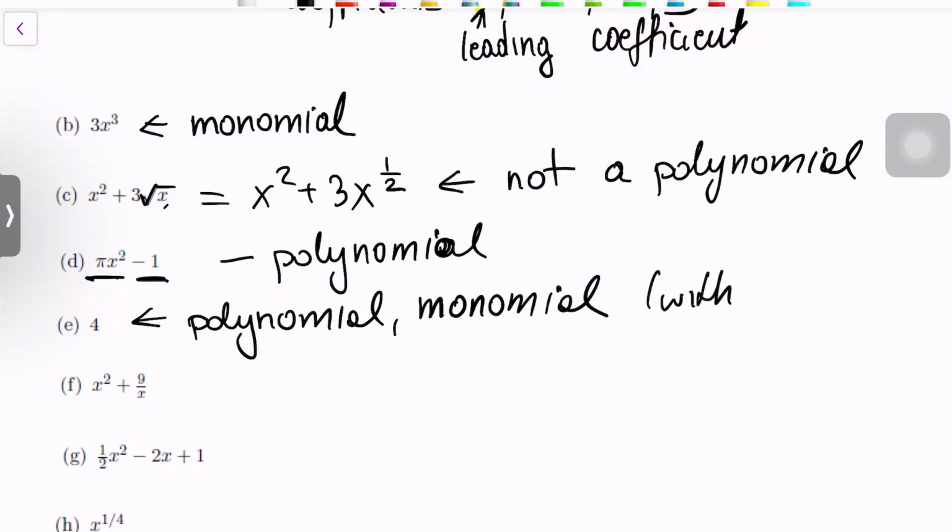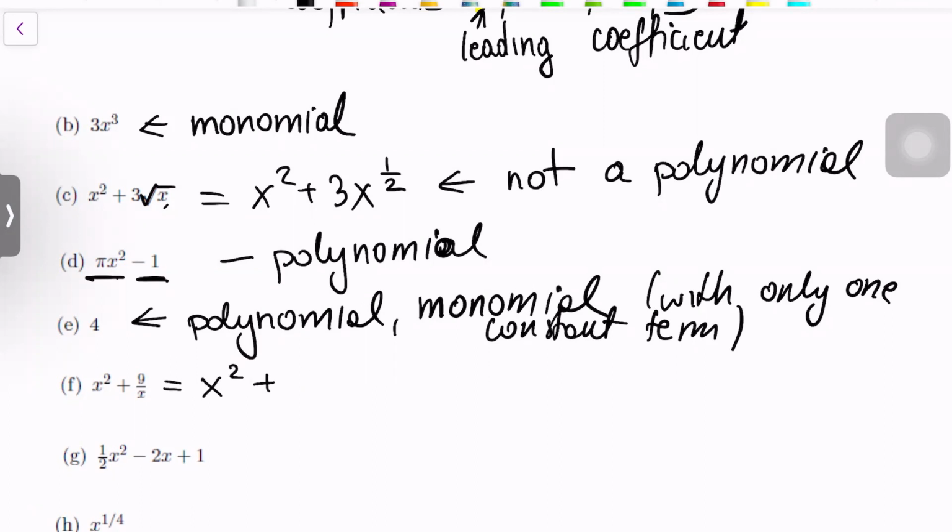I'm going to write with only one constant term. Okay, let's look at x. When in doubt, you can always write x with the power. So here I can write x squared plus 9. That's a coefficient. And since x is on the bottom, it means power -1. Remember, I can bring x from the bottom to the top of the fraction, but then I have to change the sign of the power, right? So now it's going to be x to the power -1.